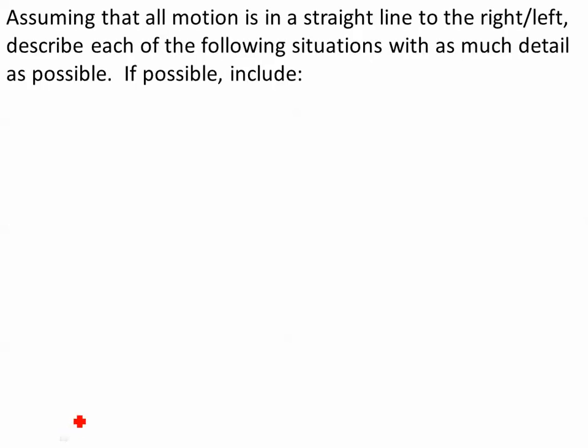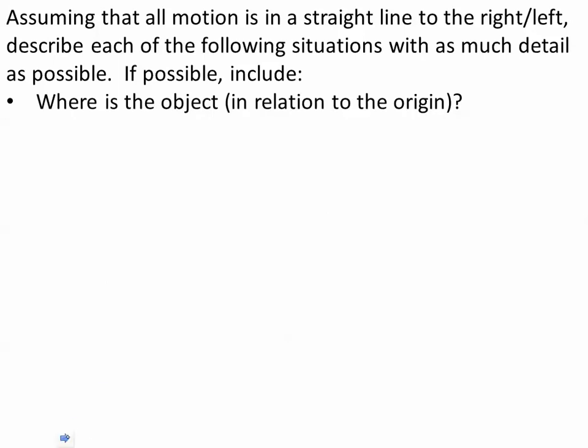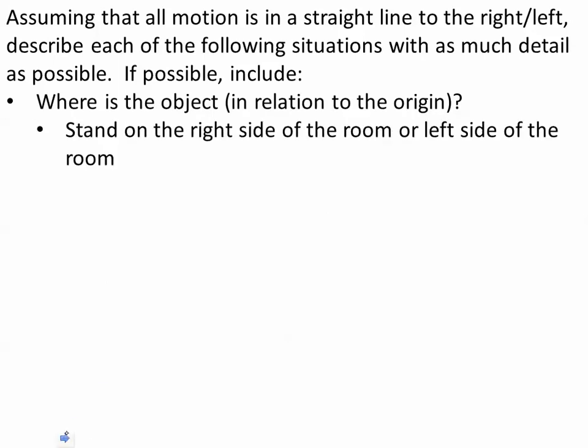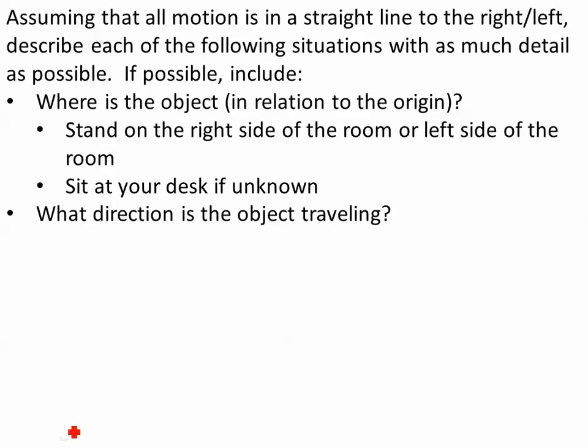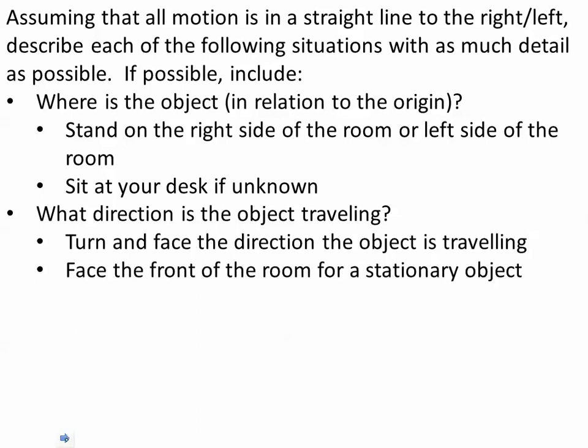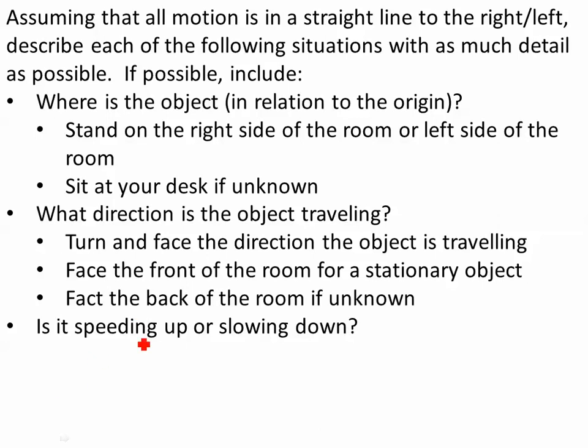So, assuming that all motion is in a straight line to the right or left, describe each of the following situations with as much detail as possible. If possible, include where the object is. If you want to move around at home, you can. If you just want to draw this on your paper, that's fine too. But where is the object in relation to the origin? What direction is the object traveling? Is it moving right or is it moving left? If you need to pause this to read through all the rules of the kinesthetic moving activity, then go ahead. Is it speeding up or slowing down?